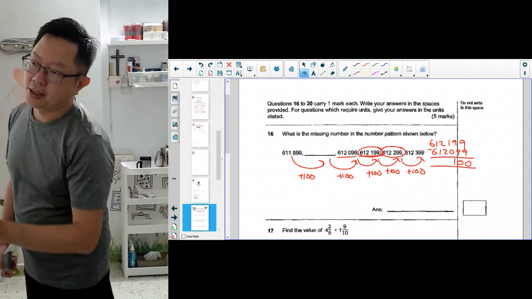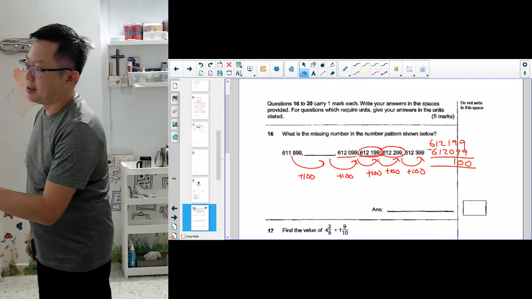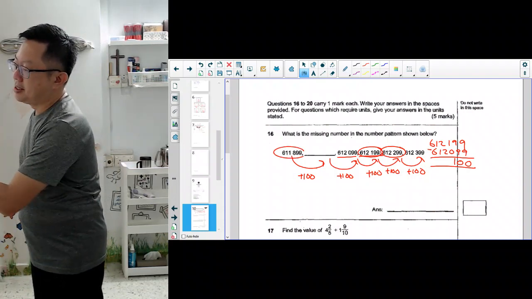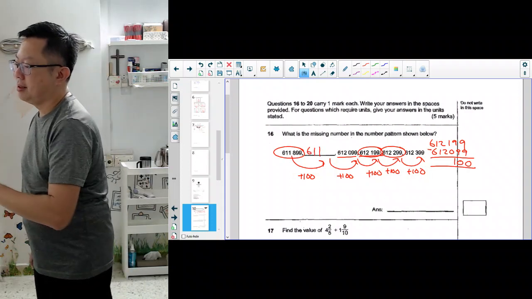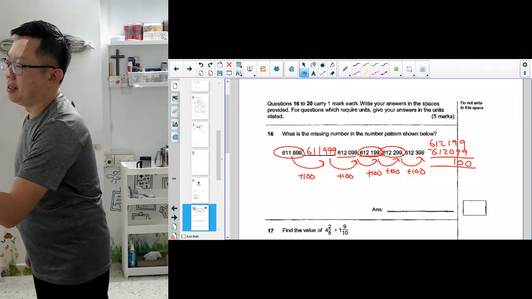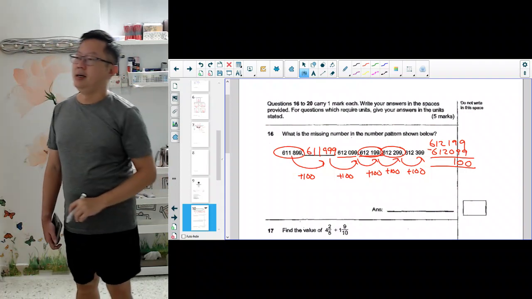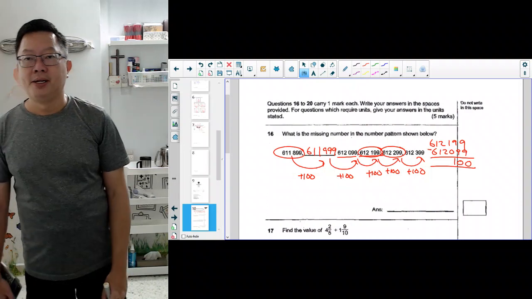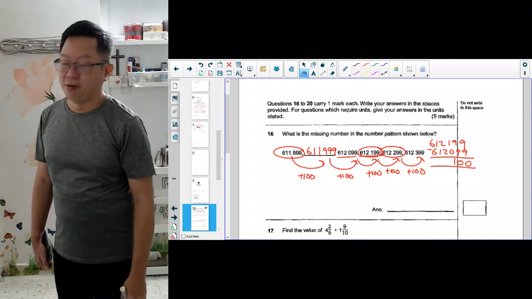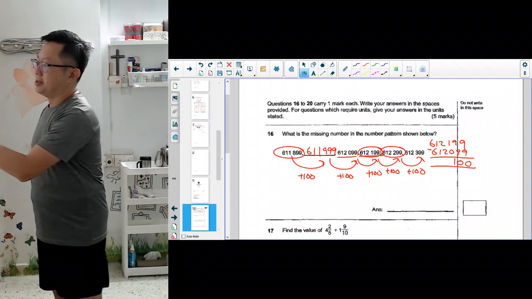Okay, so then you now can find the missing number. So you take 611899 plus 100, that will give you 611,999. So your missing number is 611,899. Okay, so hopefully get this answer correct. Okay, let's go to the next one.